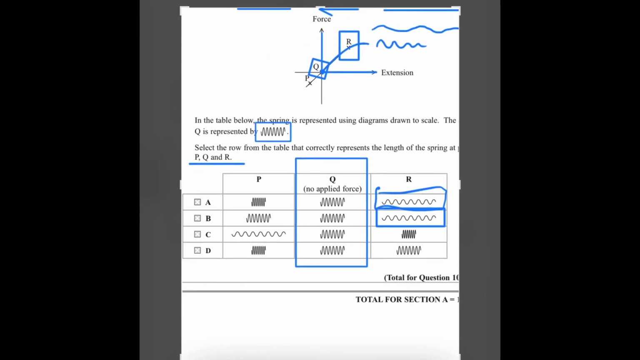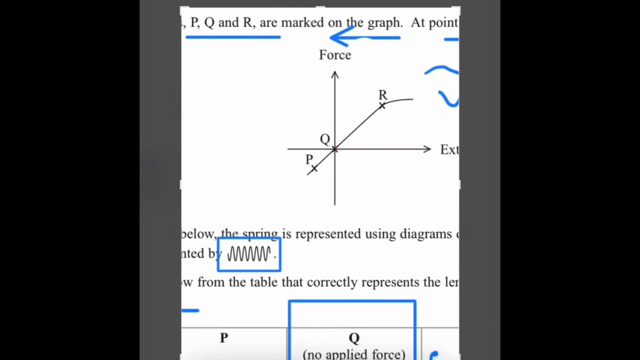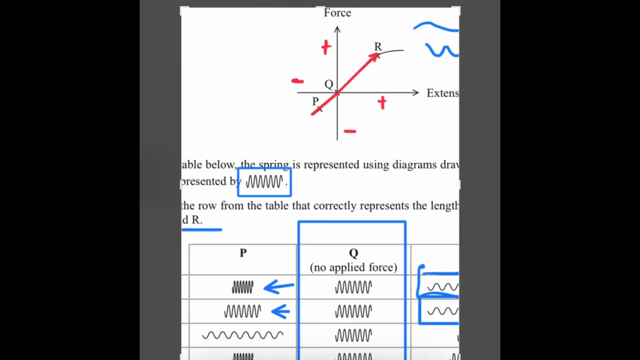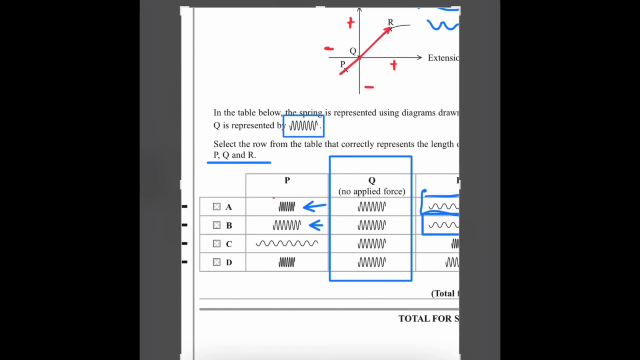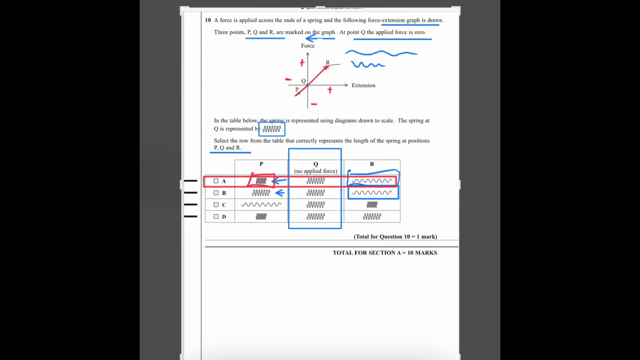So let's see B. Option B says that it remains as it is, and option A says that it is being compressed. Option A is correct, because what we have to notice here is that the positive direction is extension, so the negative direction is actually compression. So basically here at point P, it is being compressed. So the only correct option is A, since at P the spring is being compressed and at point R it is being extended, and at point Q there is no applied force. So the only answer to question 10 is A.